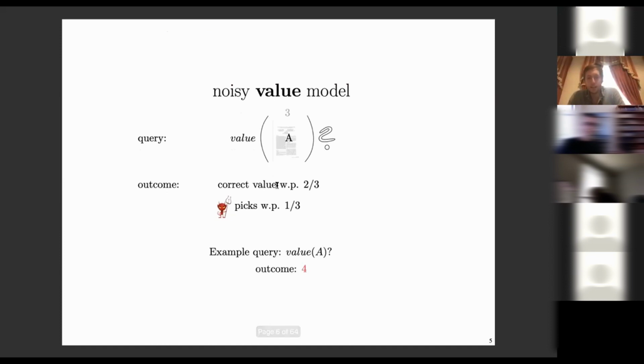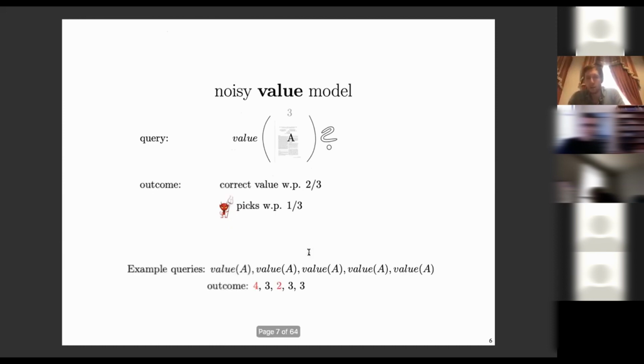And here's an example. So let's say the real value of the paper is 4. F is 3. And so an example query output would be just 4. So this is a case where something went wrong, where the adversary was able to choose the value. But if you ask a lot of times, most of the time you see the correct value. So in the limit, for every paper, you're for sure going to find out what the right value is.